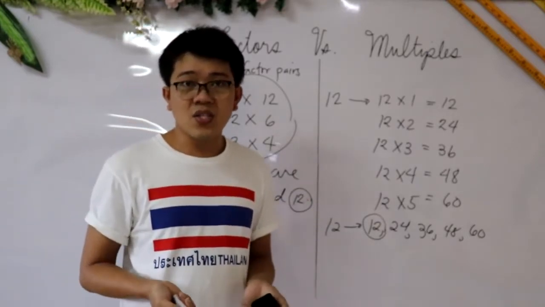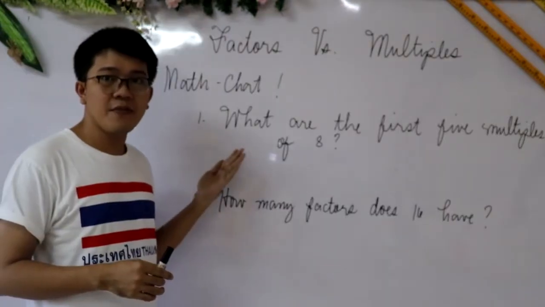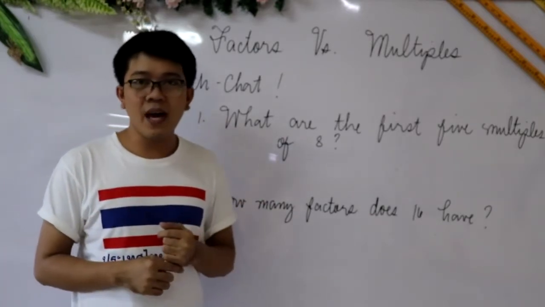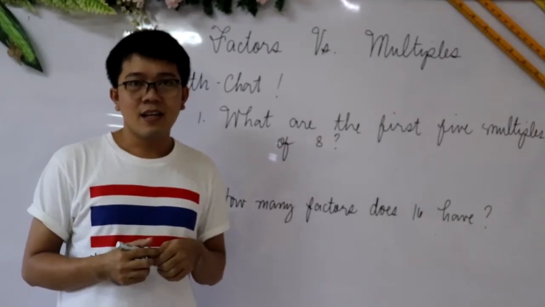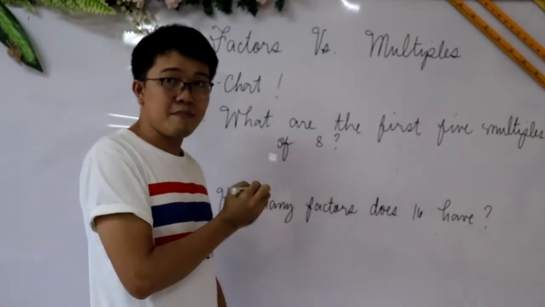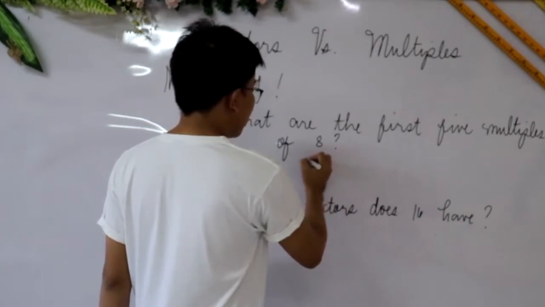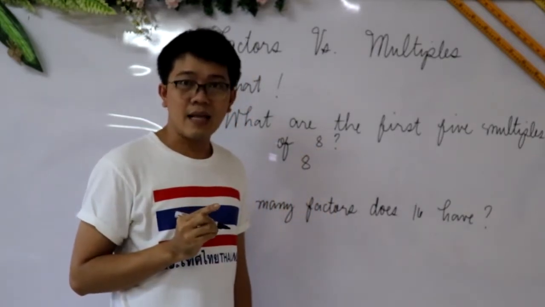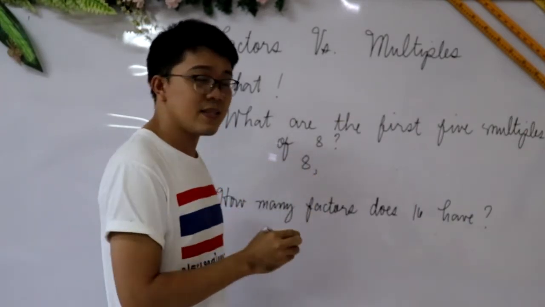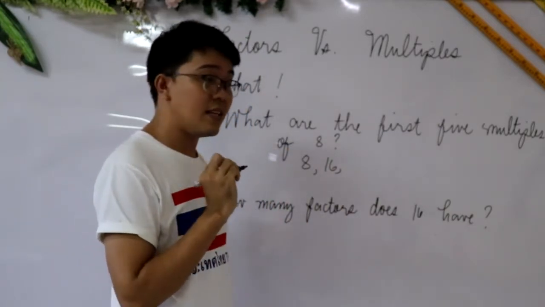To deepen your understanding about factors and multiples, I have some questions for you. Here is question number 1. What are the first 5 multiples of 8? Alright, let's begin with the number itself. The first 5 multiples of 8 are, we have 8. 8 times 1 is 8. How about 8 times 2? Correct, it's 16. 8 times 3? Definitely it's 24.